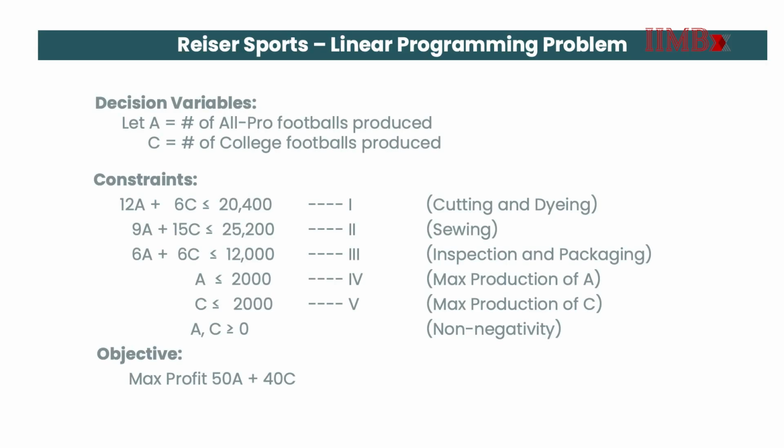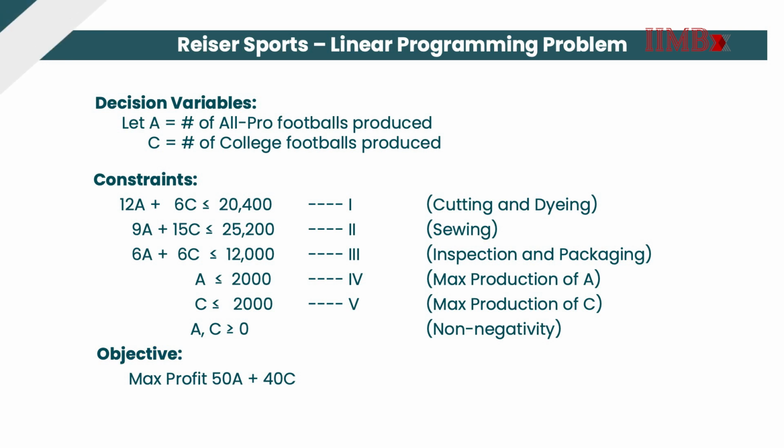Here is a Riser Sports problem that we solved. We have two variables here, decision variables or decisions to take. A is the number of all-pro footballs and C is the number of college footballs that we will make. And then we had constraints 1 through 5. We also had the non-negativity constraints. The objective here was to maximize the profit, which was 50A plus 40C.